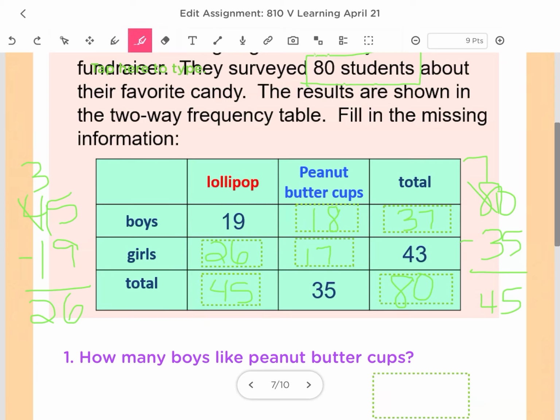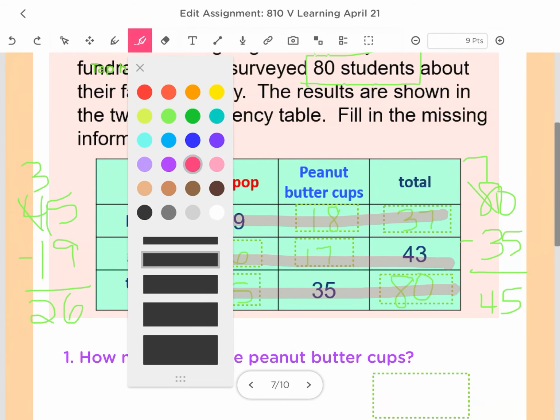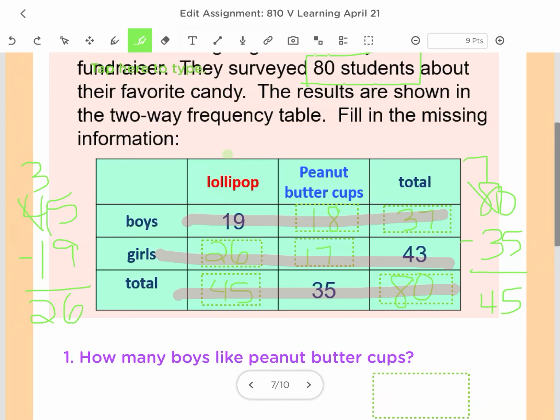I also can check across those individual rows. If I check 26 plus 17, that does equal 43. If I check 19 plus 18, it equals 37. If I check 45 plus 35, it equals 80. Now I'm going to check the columns and make sure those work. 19 plus 26 equals 45. 18 plus 17 equals 35. And 37 plus 43 equals 80. So all of my rows and columns add up correctly.